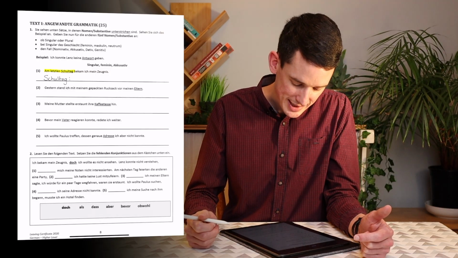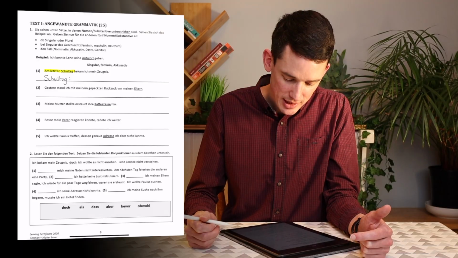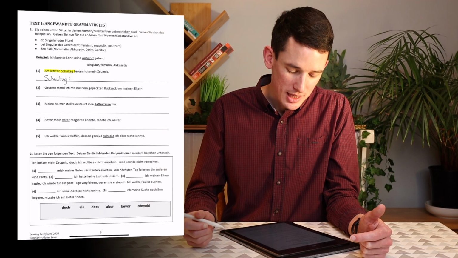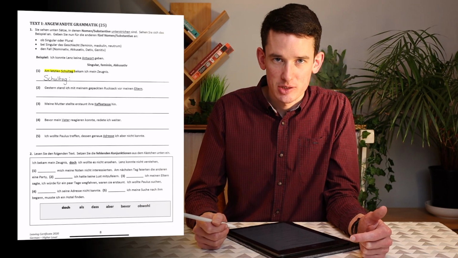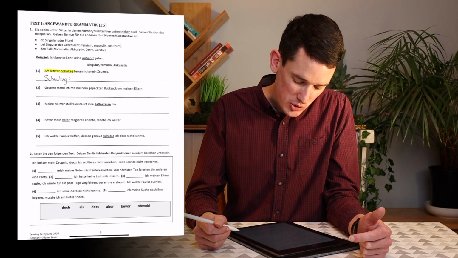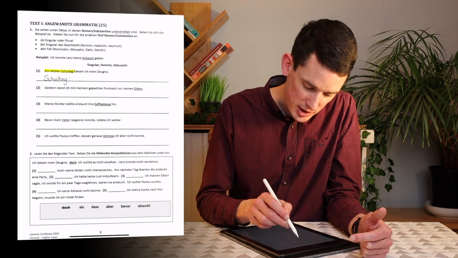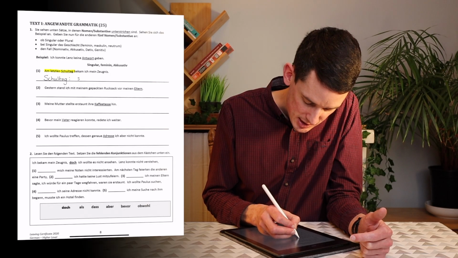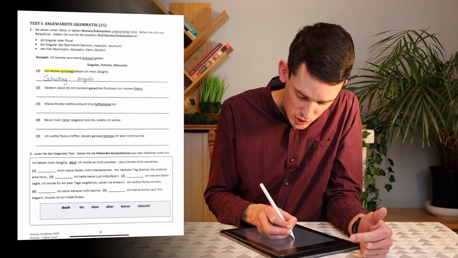So here we can see Schultag, it's am letzten Schultag bekam ich mein Zeugnis. Now this little phrase means on the last school day. And when you look at this word, you would need to know that it is one school day, so this makes it singular instead of 2 or 3 days.